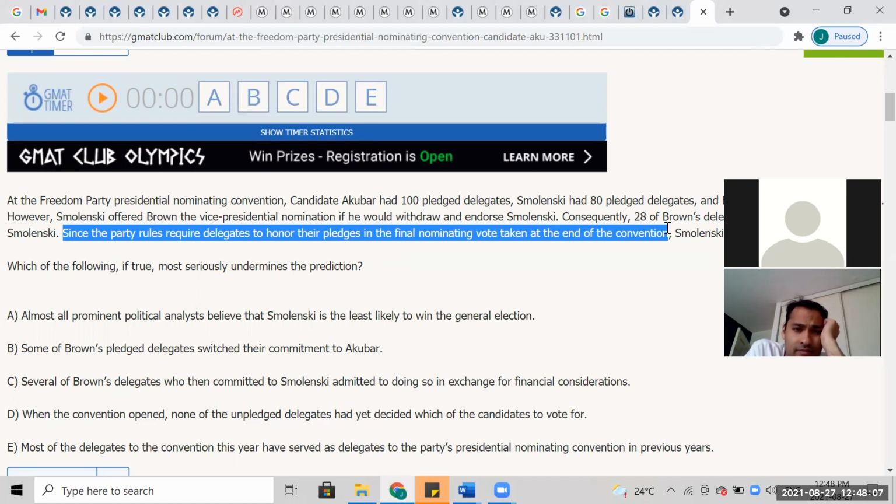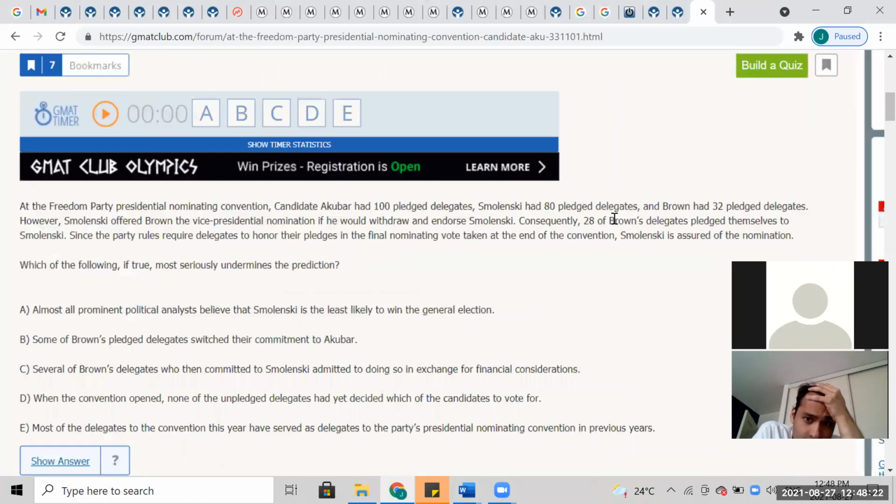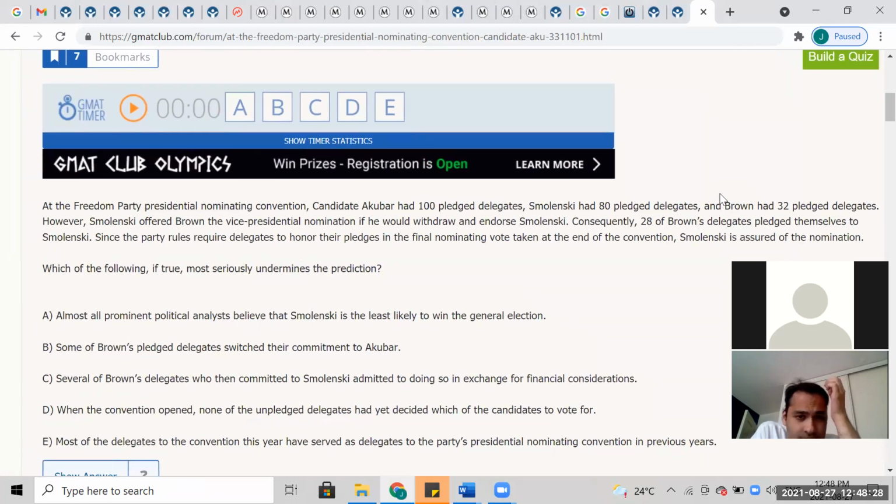There is an issue in the sentence construction as well. See, they've already honored their pledges, right? If you look at the question, it says 28 of Brown's delegates pledged themselves to Smolensky. Yep. So the pledging part is done. Now the party rule requires that, okay, you have pledged already, you need to honor your pledge in the final nominating vote.